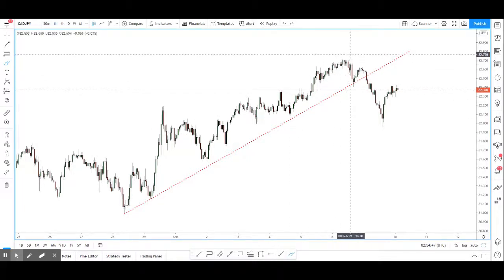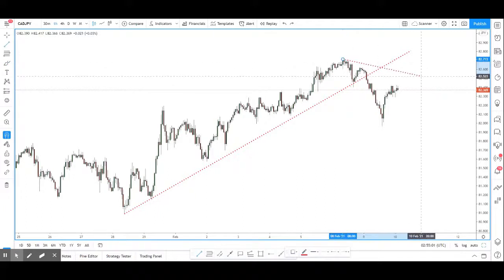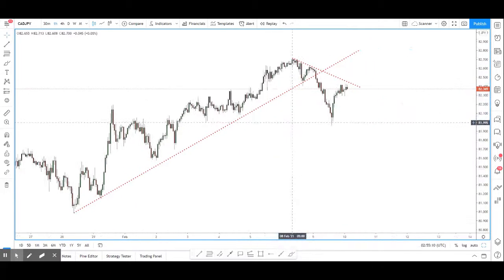Another scenario is if we were to look at market structure over here, we see price making a high, a low, a lower high, a lower low. You can expect price to make a lower high before coming back down. So we can also connect all these highs together with another trend line, and we see that price is actually coming quite close to it. So on the 1 hour, we're seeing a possible intraday short.